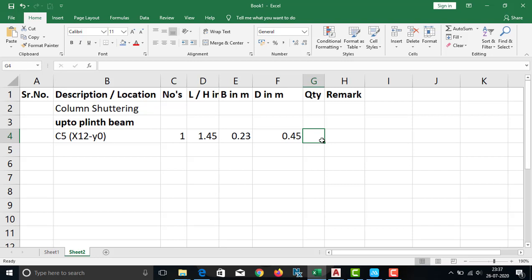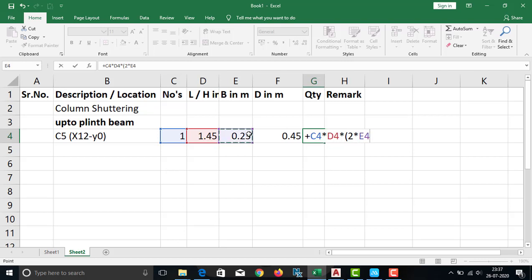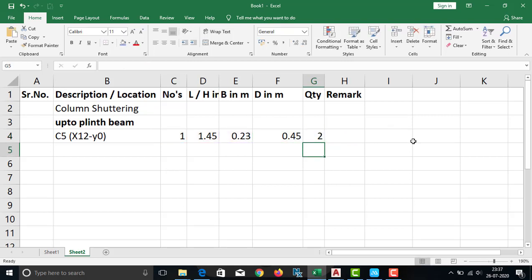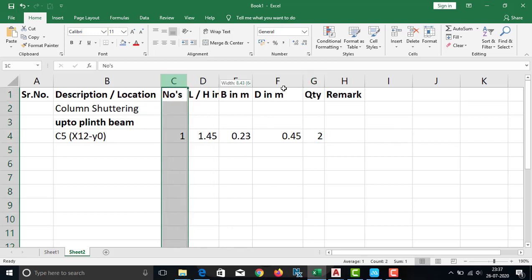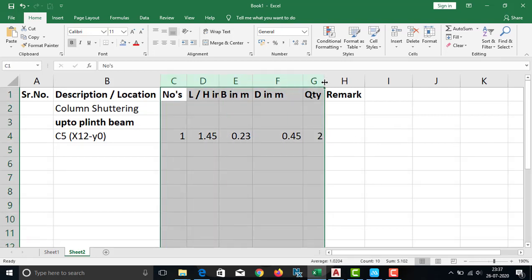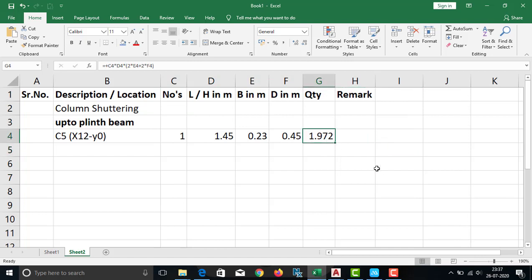Now in the quantity column I have to write the formula. So what was the formula? If you remember that, it is numbers multiply with length, open the bracket, 2 multiply with breadth, plus 2 multiply with depth. So this is the shuttering quantity of that particular column, that is up to plinth beam.